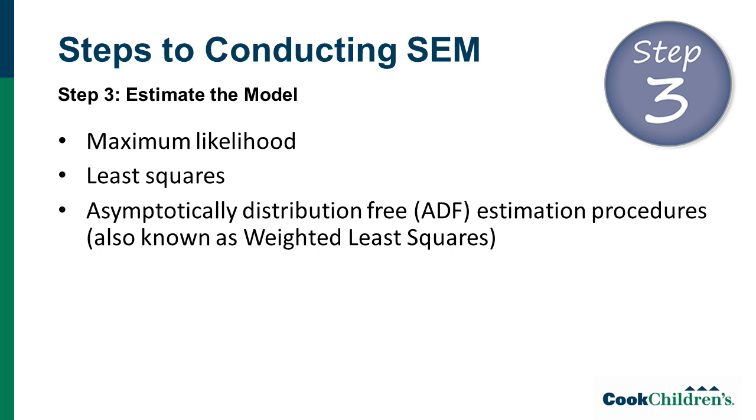And then the third estimation procedure, ADF, is also known as weighted least squares. It's less often used, but it could be appropriate if the data are skewed or peaked. This method actually requires large sample sizes of 200 to 500. So it's not as frequently used.